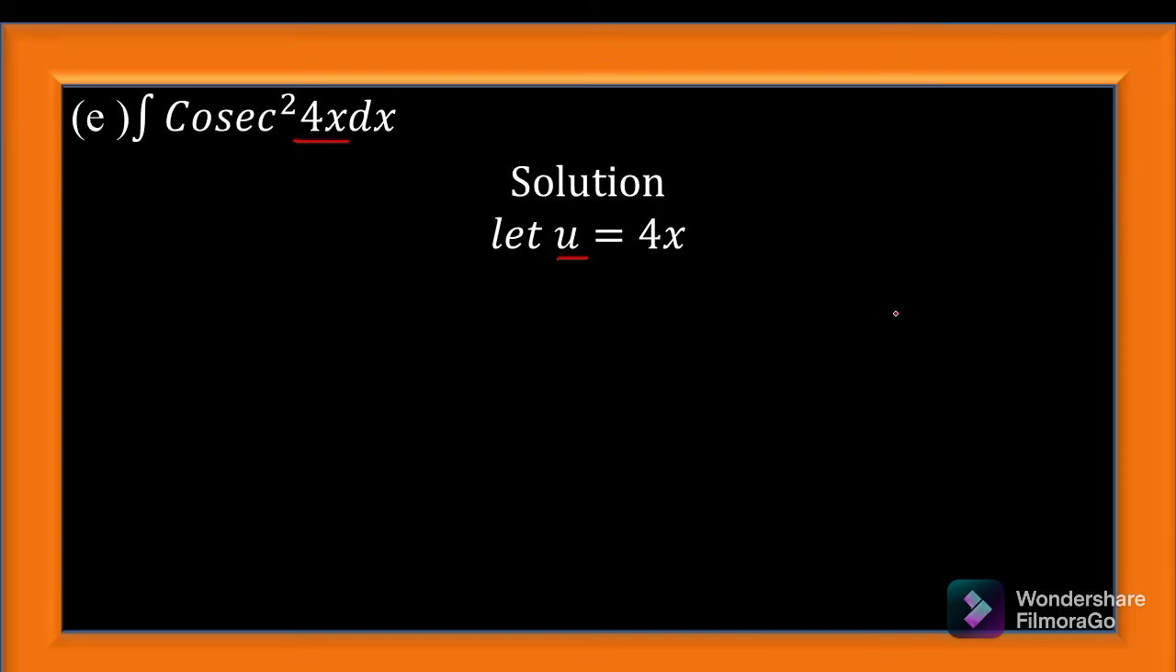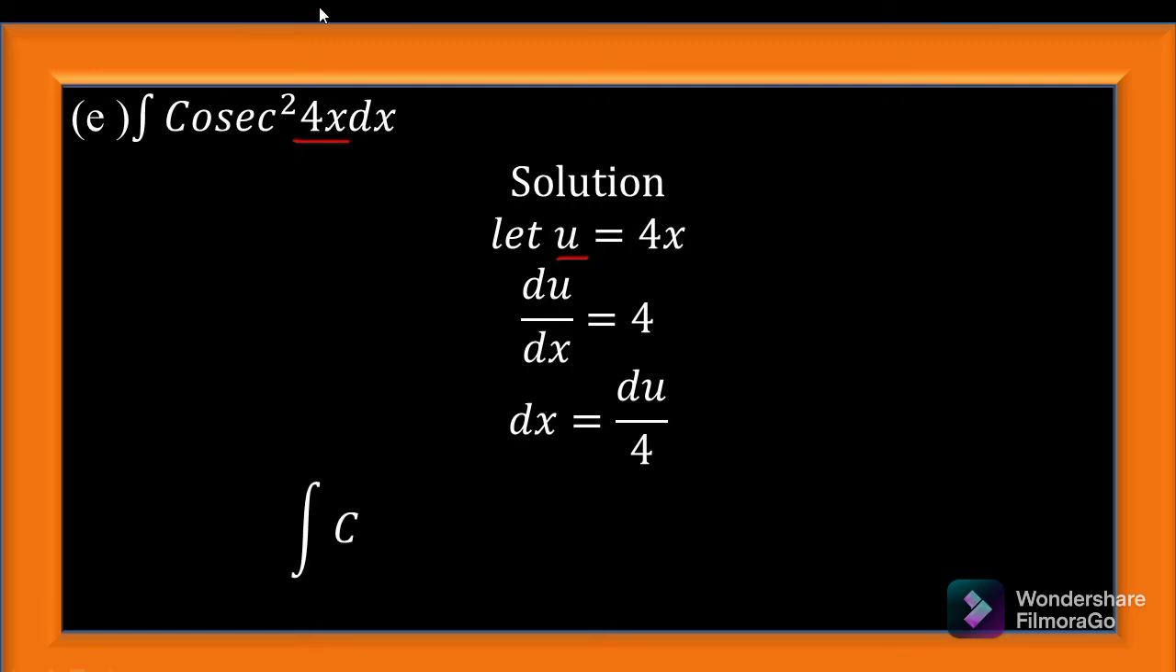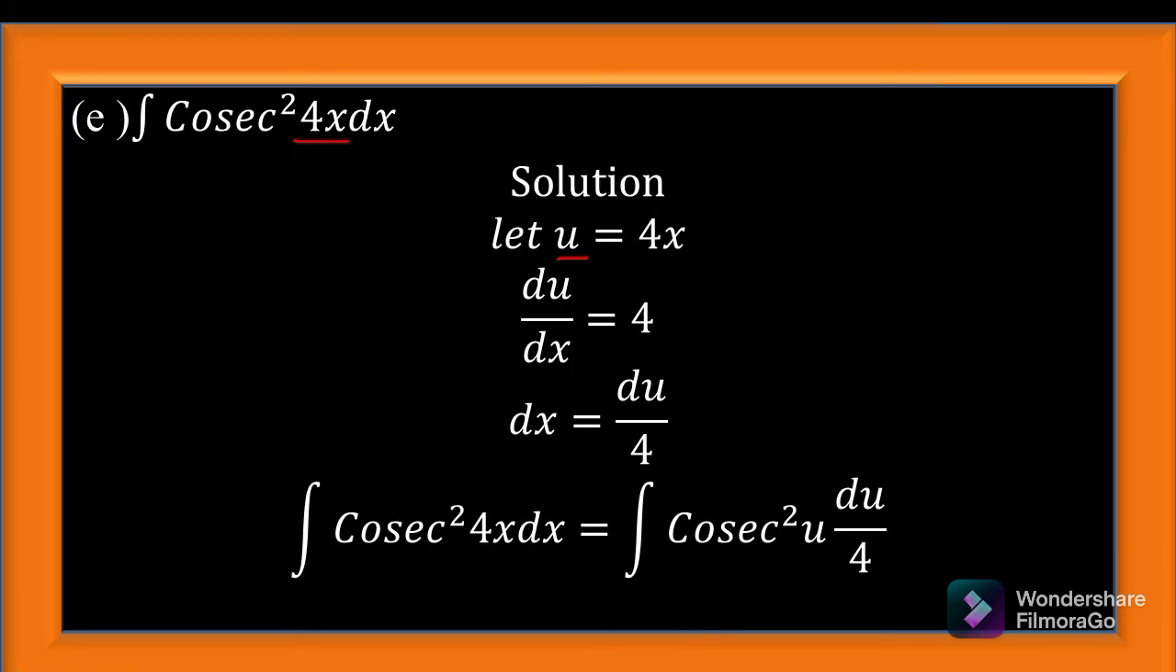So u is 4x. That means du dx is going to be 4. I make dx the subject, it becomes du out of 4. After making dx the subject, I now get back to my integral, and it becomes the integral of cosec squared of 4x dx is equal to the integral of cosec squared u du out of 4. What has happened is that the 4x has been substituted by u. The dx became du out of 4. A quarter is again a constant. It can come out of the integral sign.